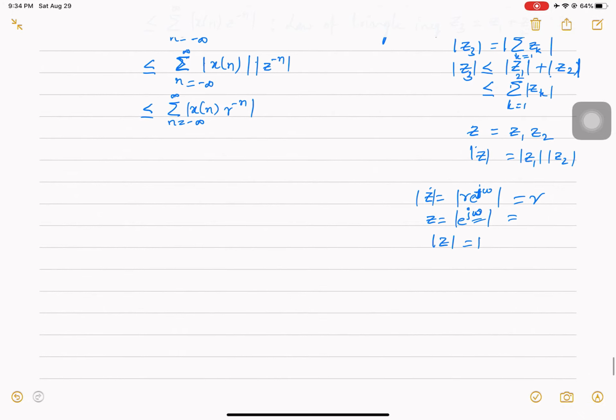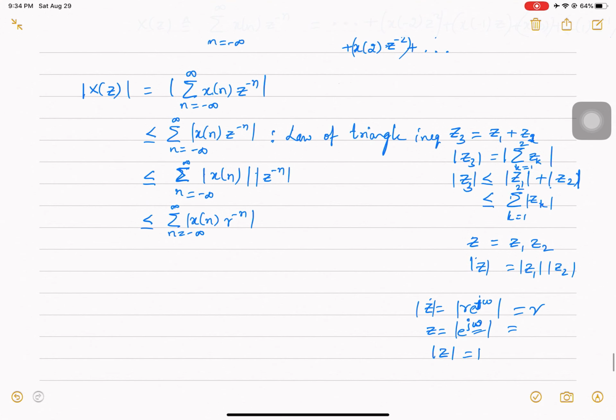Okay, so what is this telling you? This gives you the sufficient condition for existence of the Z transform. So if the RHS is something finite, then the LHS is definitely something finite, because it's bounded by the RHS. Suppose the RHS is infinity, then we cannot tell with confidence that mod of X of z is definitely finite. So it is a sufficient condition.